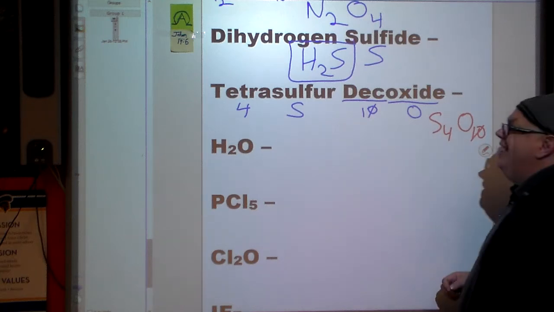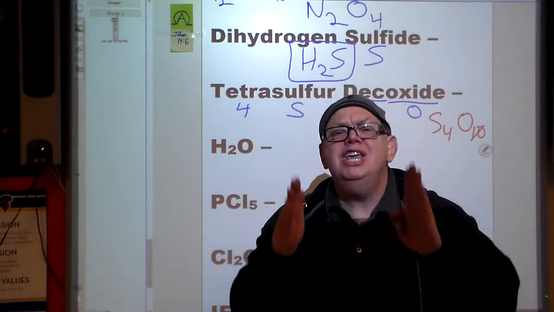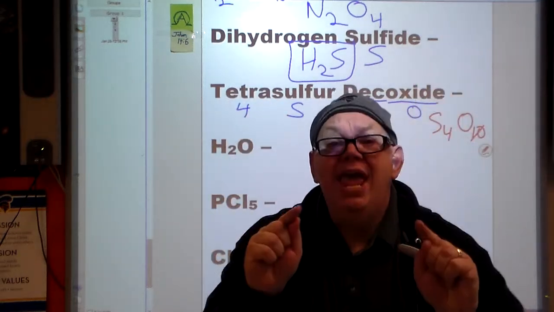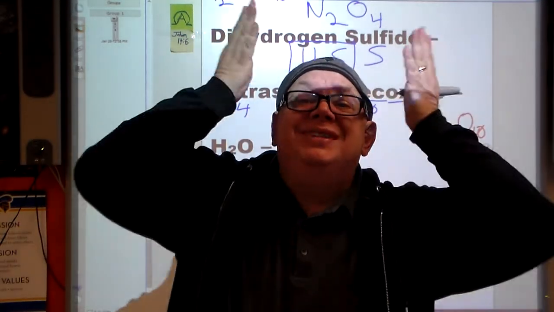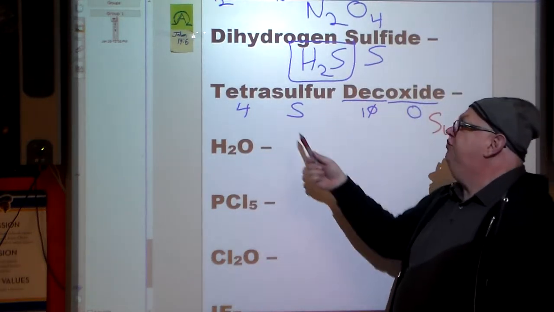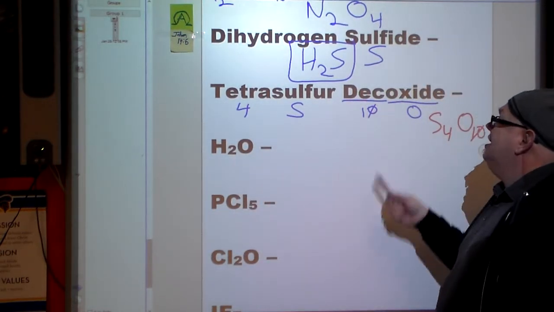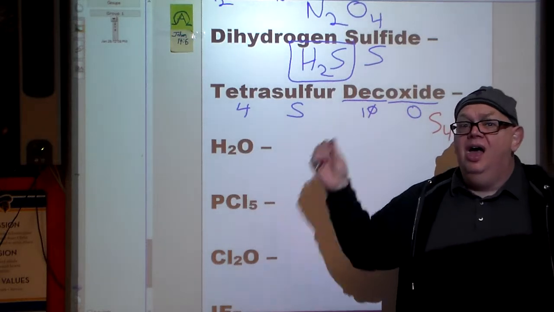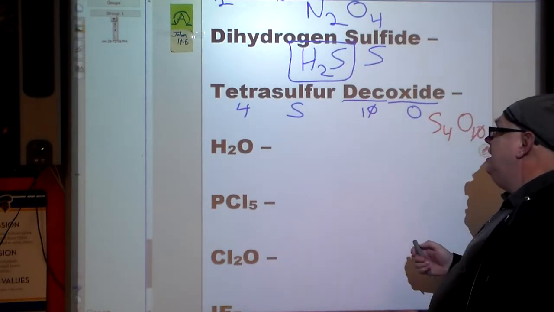Okay? So, it's like a grilled cheese sandwich. The name grilled cheese sandwich tells you what's in the sandwich. That's no different. Tetrasulfur, 4 sulfurs. Decoxide, 10 oxygens. That's it. That's all that it is.